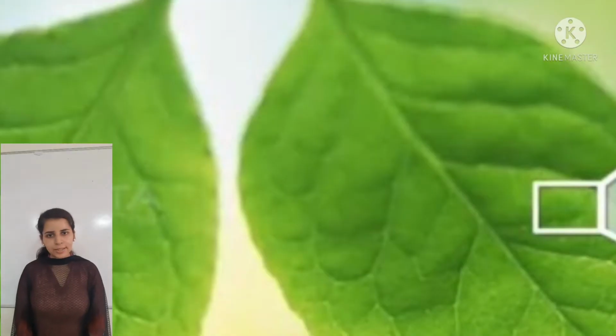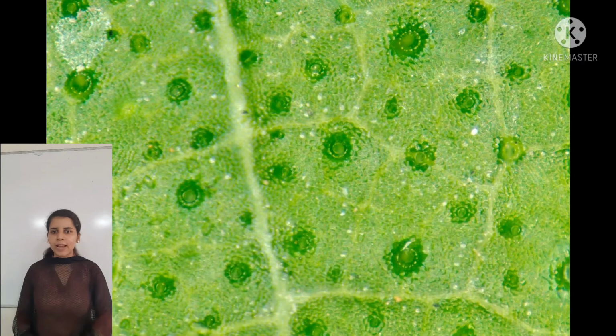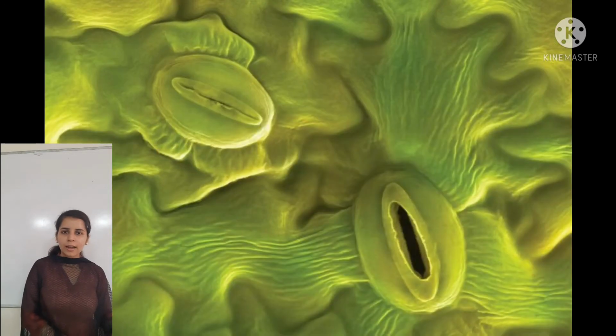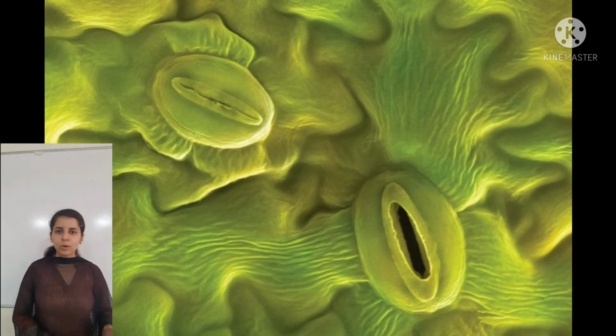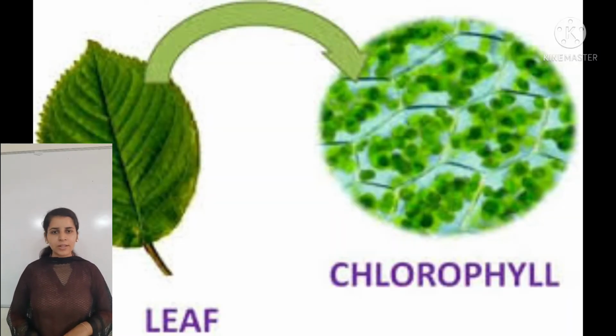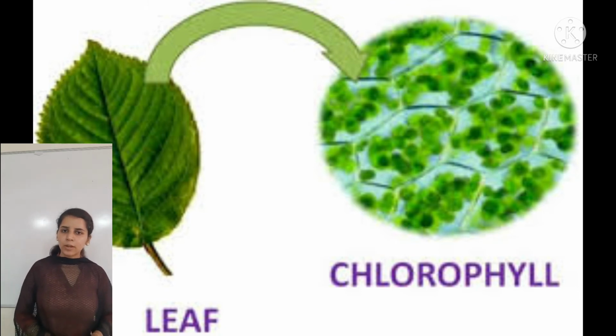We have seen different parts of a leaf, and the lower surface of a leaf has many tiny holes which are called stomata, and plants breathe through these stomata, right? Do you know why the leaves of plants are green in color? This is due to the presence of the green pigment called chlorophyll. So chlorophyll is a green pigment which is present in the leaves of the plant, right?